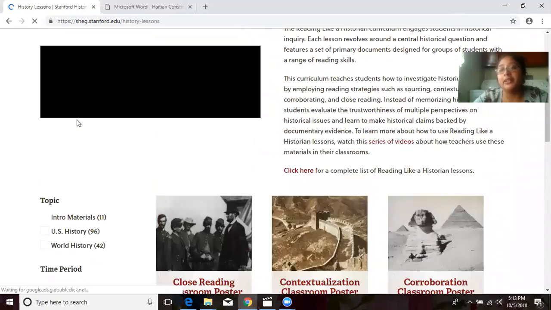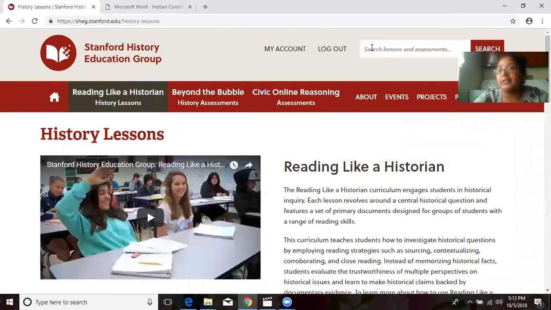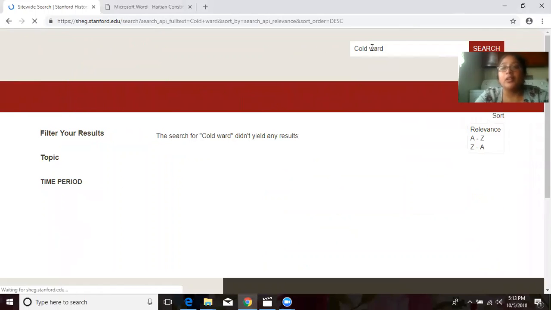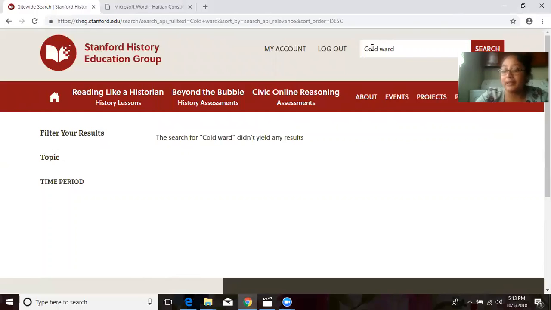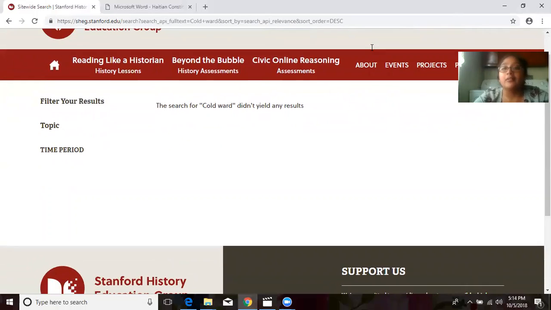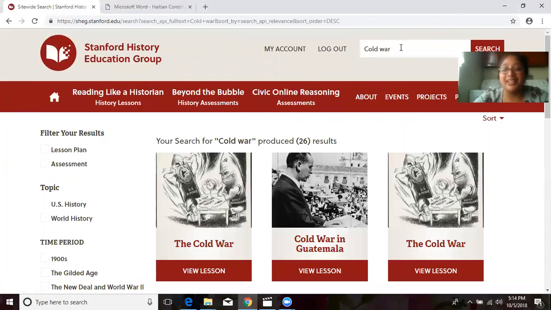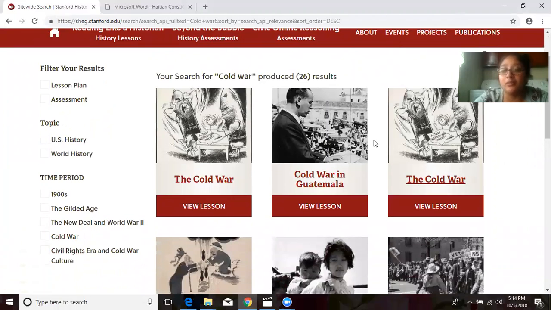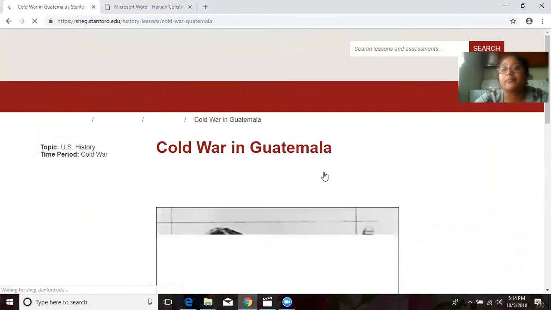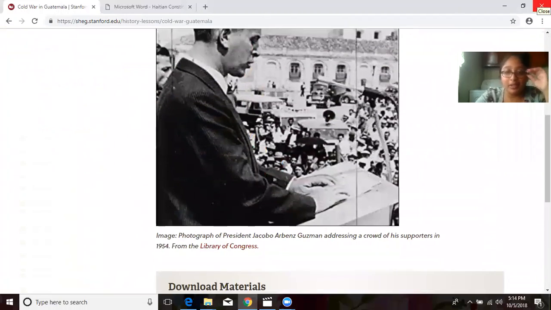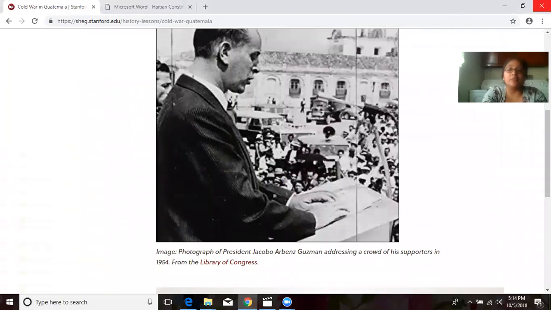We can even search it here on the lesson. One of my favorite topics is the Cold War, especially how it impacted Latin America. I put in Cold War, see, so it has one. It has one on the Cold War in Guatemala. And this is a picture of Jacobo Arbenz, the president of Guatemala back in 1954.